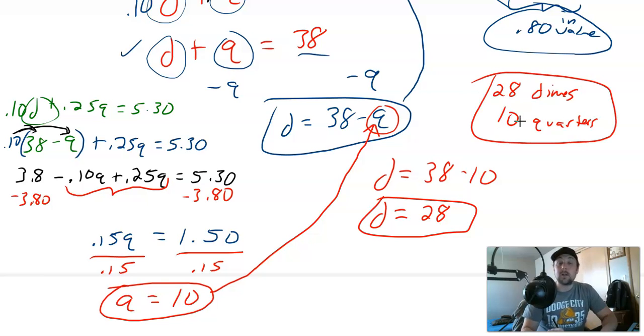This will be $5.30 altogether, and it's 38 coins altogether. And so you could check that if you wanted to make sure that it works out the right way. 10 quarters is $2.50 plus $2.80. That's $5.30. And it's also the right number of coins. It's 38 coins.